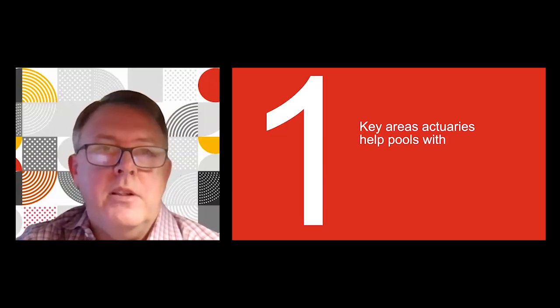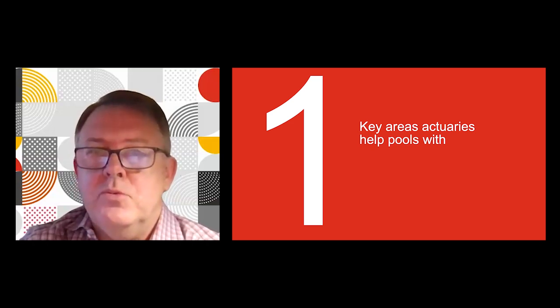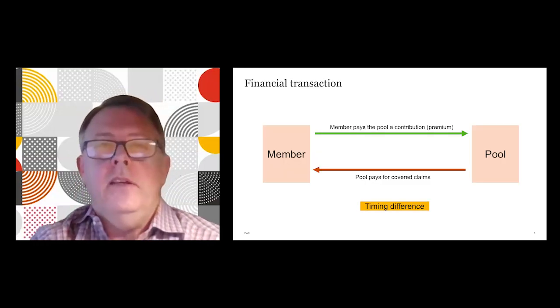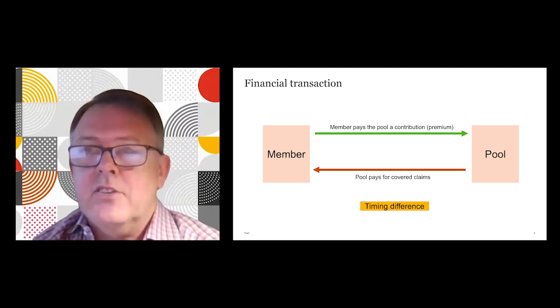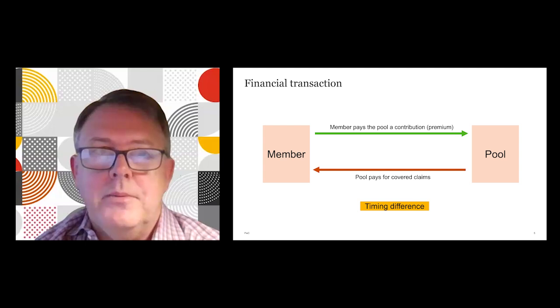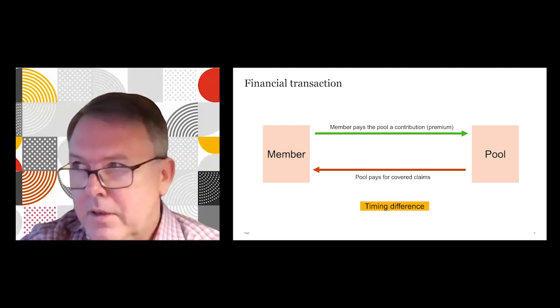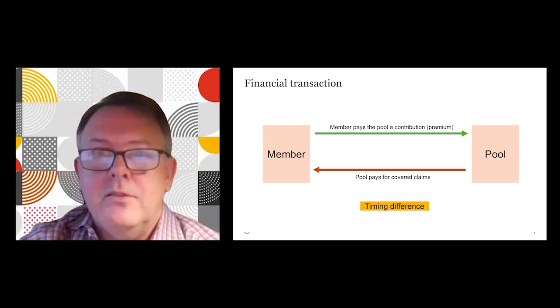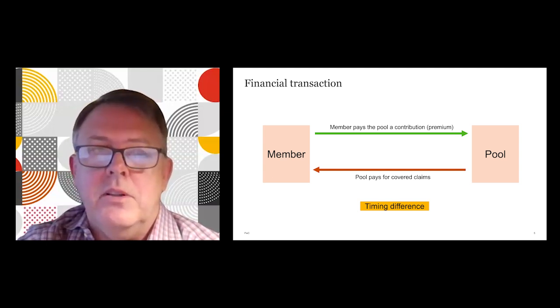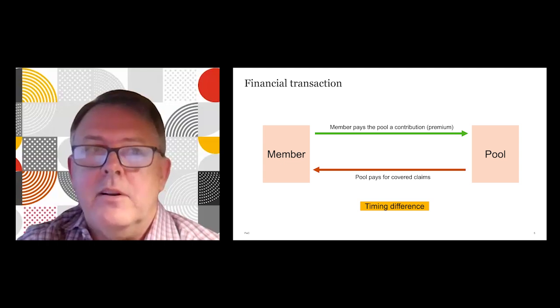Again, first topic, what are the key areas actuaries help pools with? Let's just start right off with the basic financial transaction that's happening in pooling. You have members, you have a pool. Now, the member pays money to the pool. They call it a contribution, maybe called a premium. And then what are they actually getting in return? Well, the pool is paying for covered claims.